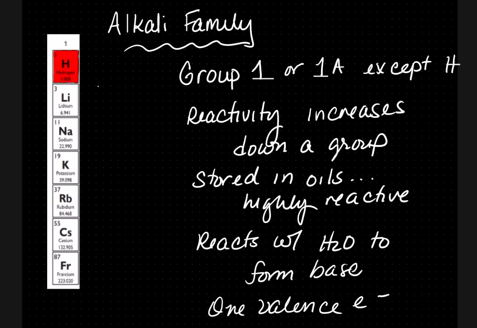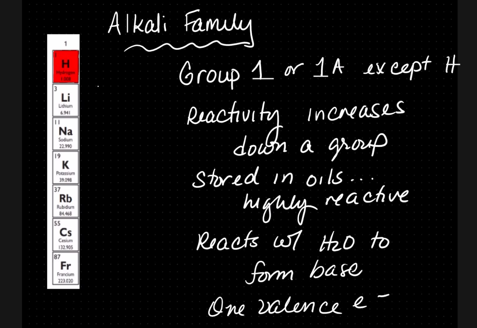Group 1 is known as the Alkali Family. Remember, groups go up and down. They are vertical. They all have similar properties except for hydrogen. So the Alkali family is lithium, sodium, potassium, rubidium, cesium, and francium. Hydrogen is in the family because it has 1 valence electron. Reactivity increases down the group. That tells you that francium is the most reactive element in the family.